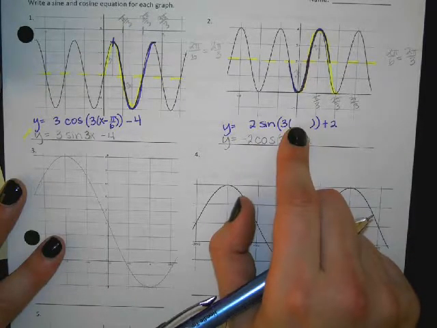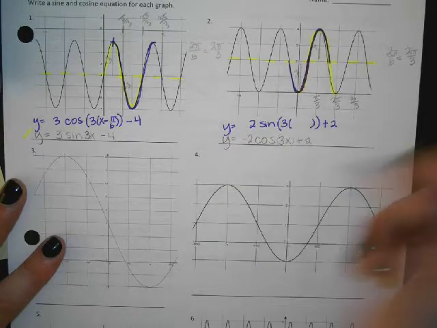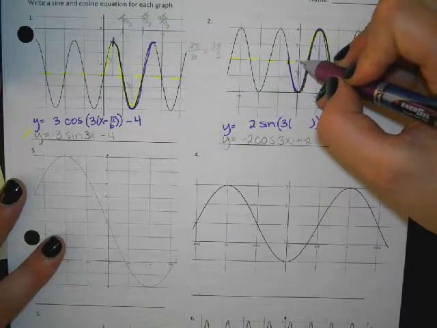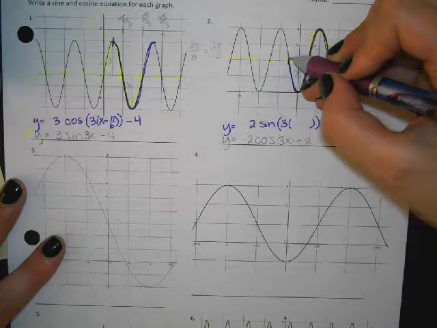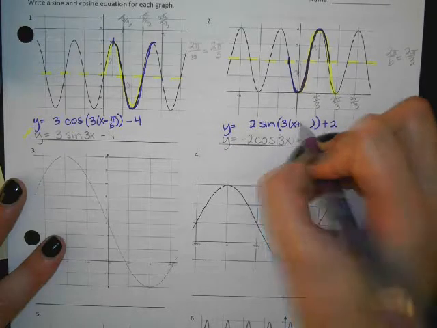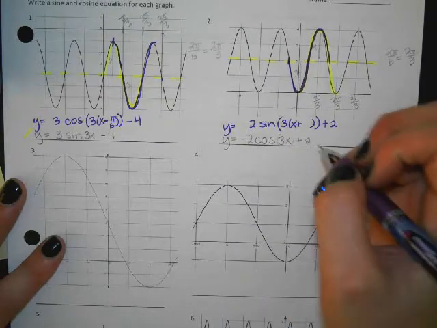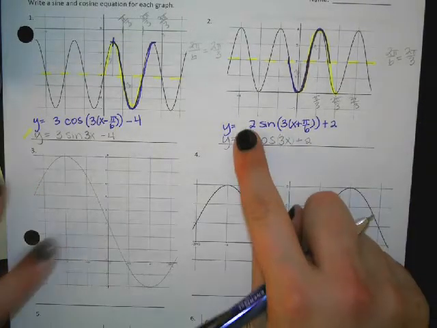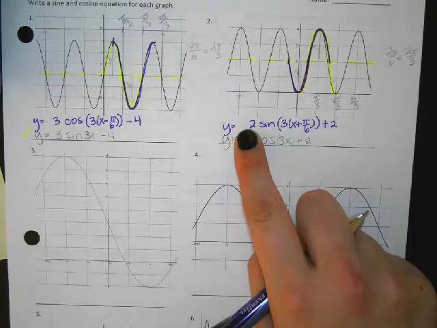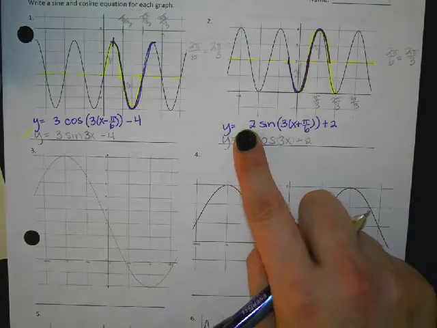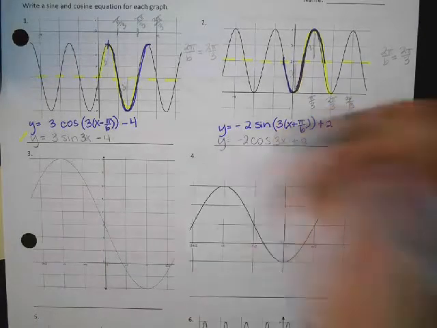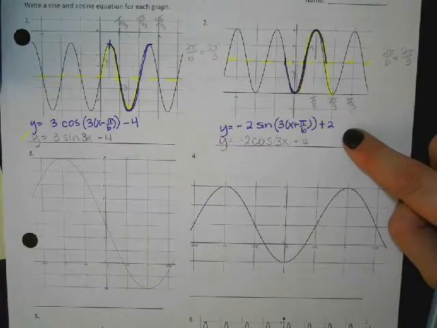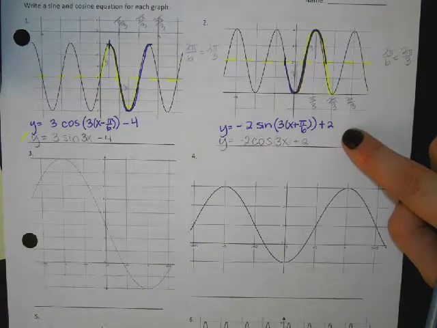It shifted pi over 6. It shifted half a box. Do we see that? So if this is the y-axis, it went to the left half a box. So we're going to say x plus, and how much is half a box? Pi over 6. And then in the front, is this a right side up graph, or has it been flipped upside down? It's been flipped, and we can tell that because it went down first. So that is one possible way of writing the equation. Is it the only way? No. But it is a possible way.